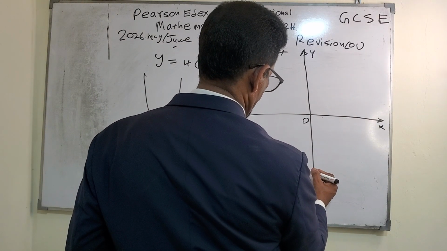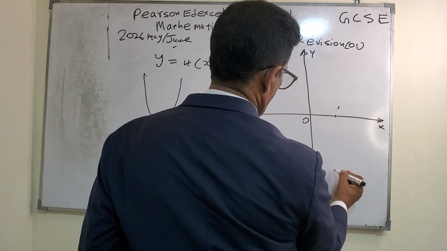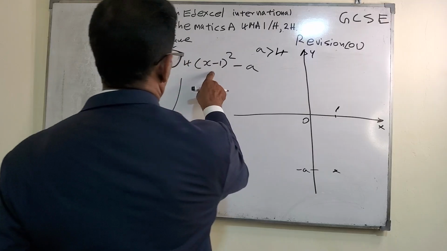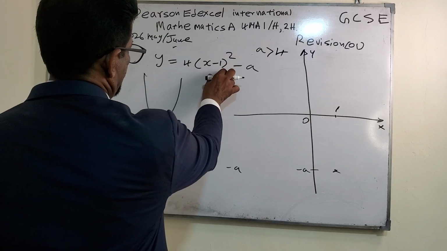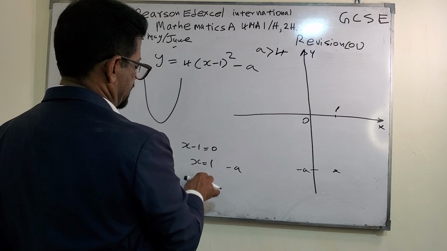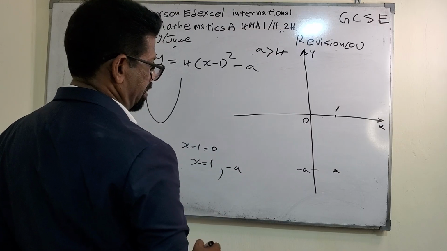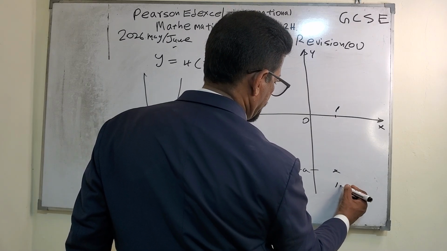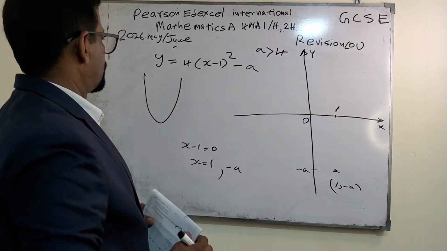So the minimum point, the turning point, is (1, minus a). The equation of symmetry is x equals 1, and the minimum value is minus a. The graph shape is a minimum.